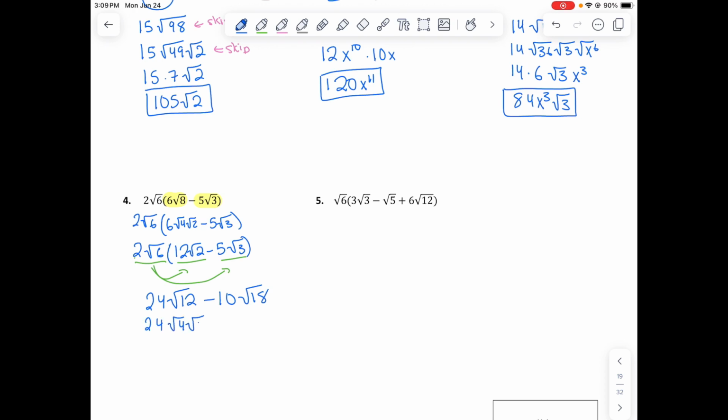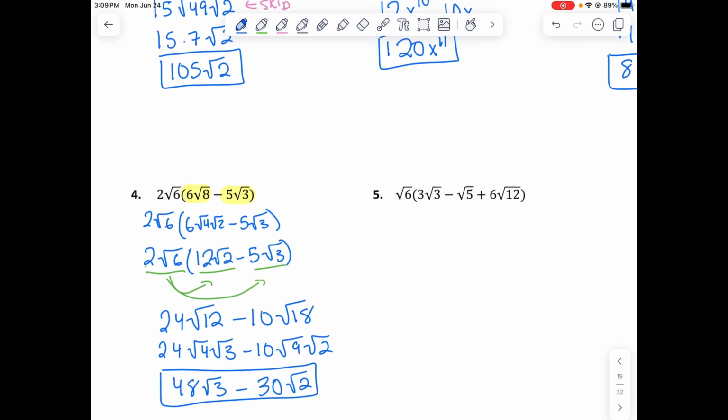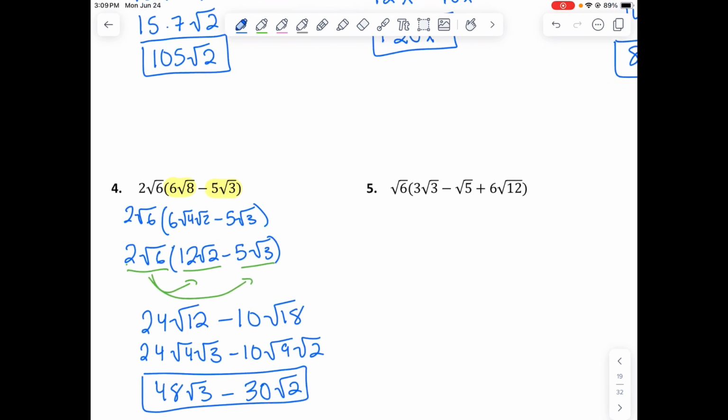And now I'll simplify. So square root of 12 is root 4 times root 3. Square root of 18 is root 9 times root 2. So I have 48 root 3, because that root 4 turns into a 2. And I have a 30 root 2, because that root 9 turns into a 3. We'll do one more problem.